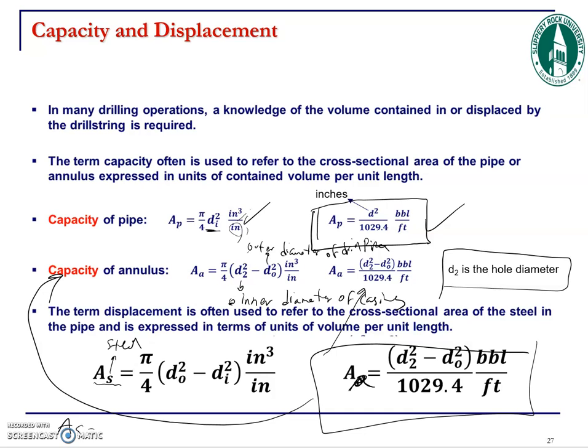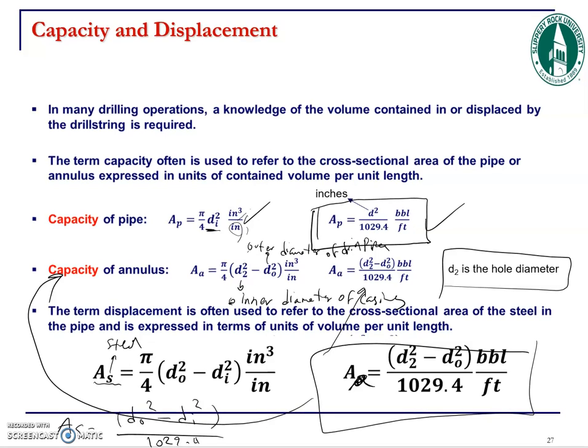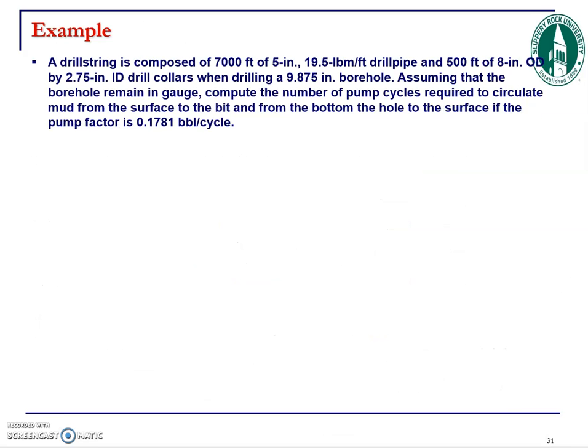So AS could also be reported as DO squared minus DI squared divided by 1029.4. That's it. Barrels per foot, with DO the outer diameter and DI the inner diameter. So that's called displacement. Make sense? So let's do an example here, maybe in the next video.